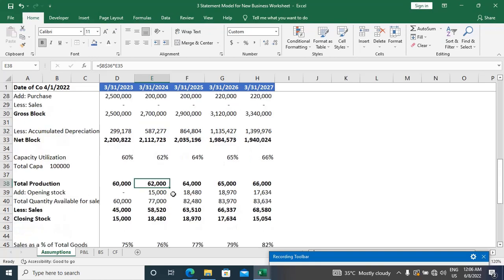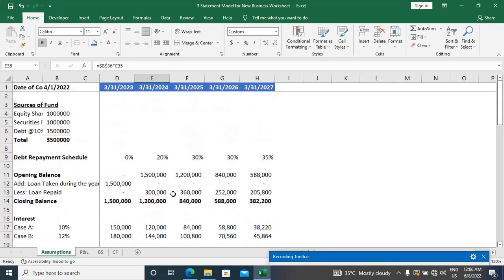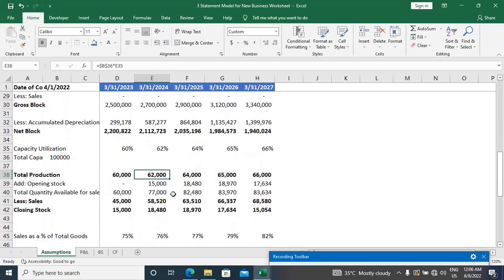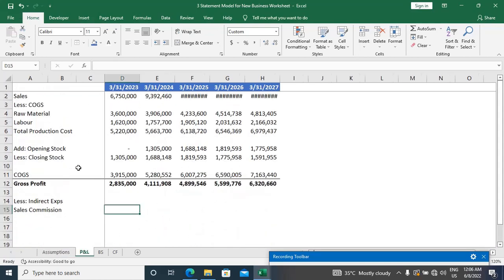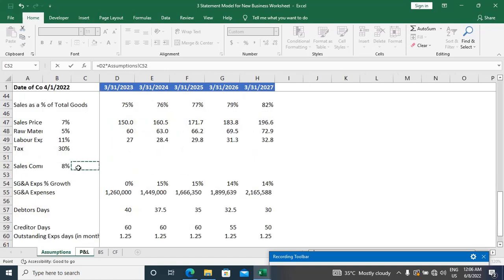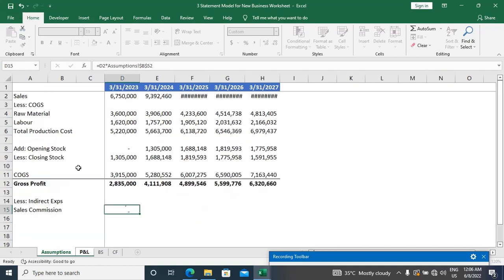I'm just checking whether I have any inputs here in the assumption sheet. I think I included only the 8% here. So anyway, I can take it from here. We should actually avoid hard punching any data in the profit and loss, balance sheet and cash flow, because it should be dynamic, right? So sales commission should be calculated on the basis of the sales that you have made, multiplied by Control Page Up, this 8% fixed. Press enter.